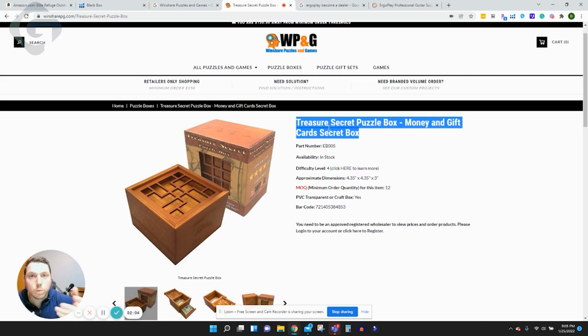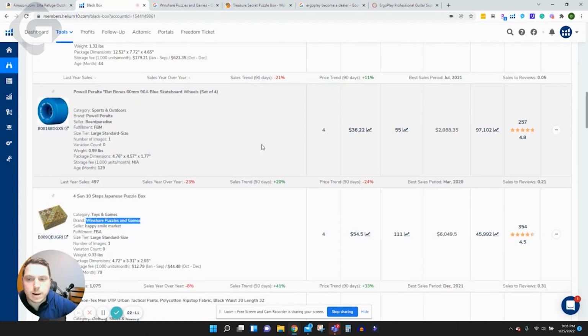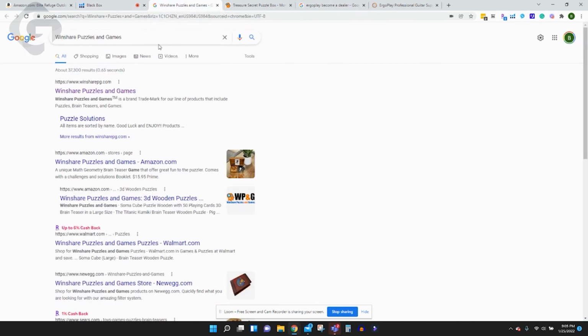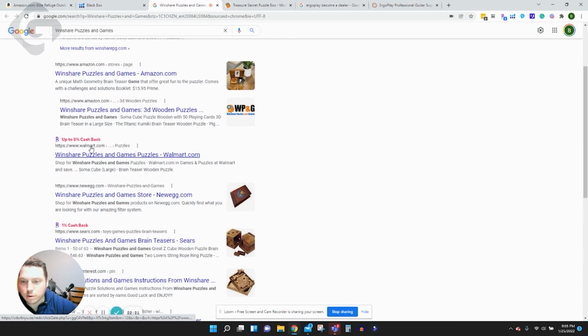What if you want to take this on to Walmart? Well, easy way to do this. For one, Helium 10 is great for Walmart. If you use Jungle Scout, I mean, you use Helium 10. That's all I'm going to say. But from here, literally you could just search it in Google and see if they pop up.